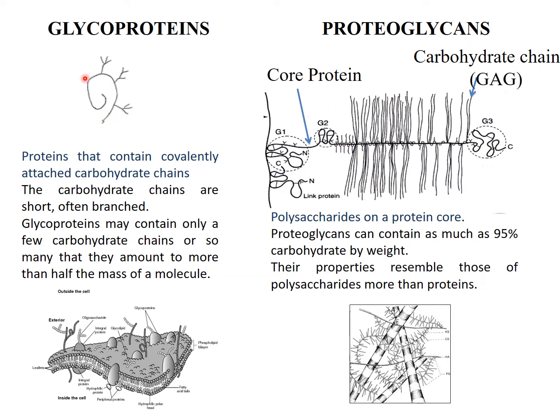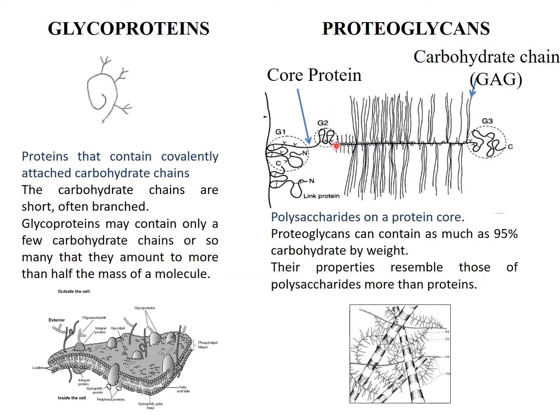We have a core protein here. Don't bother about G1, G2, G3, and so on as of now. Here are the branched oligosaccharides that decorate the surface of this protein. And here are the long chains of GAGs that decorate the surface of the proteoglycans.